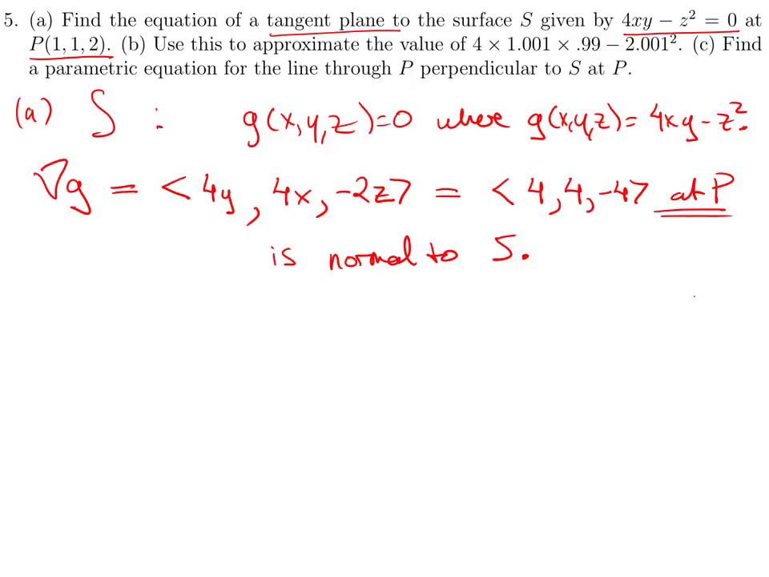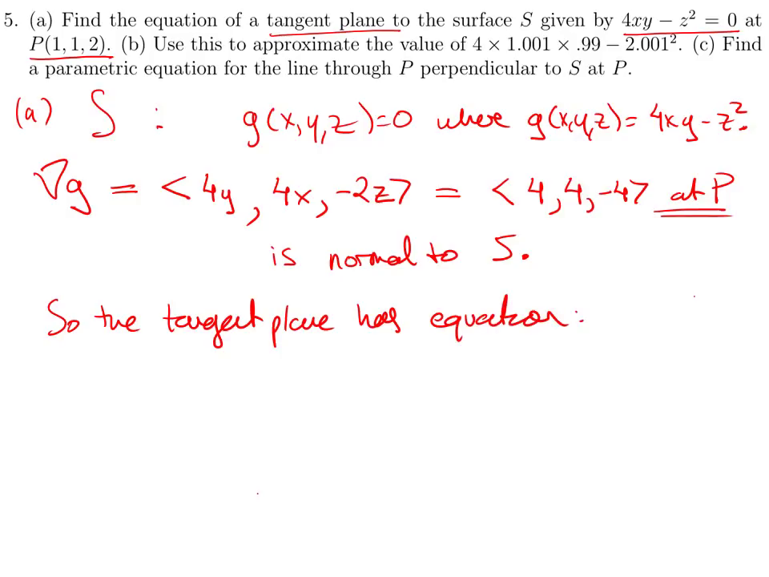So the easiest thing to do is to just use these two ingredients and go back to the equation of the plane. So the tangent plane has an equation: the normal vector, which is 4, 4, minus 4, dot the position vector of an arbitrary point on the plane minus a specific point, which is 1, 1, 2, equals 0.